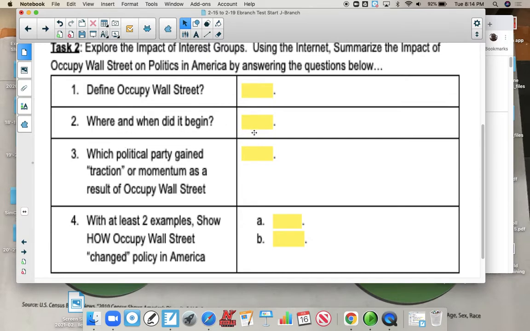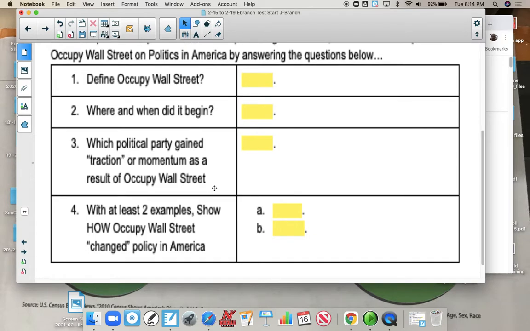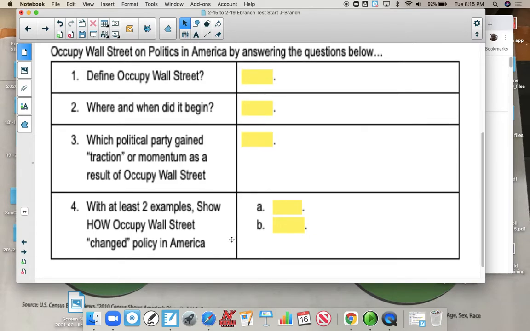2, where and when did Occupy Wall Street begin? Earlier in the notes, I gave you a hint there. 3, which political party gained the most traction or momentum as a result of Occupy Wall Street? And then 4, this is going to take a bit of thought and a bit of digging, so don't expect this to be done super fast, is write at least 2 examples that show how Occupy Wall Street changed policy or laws in America.